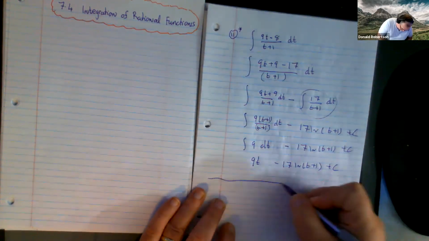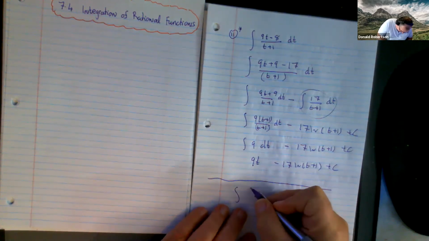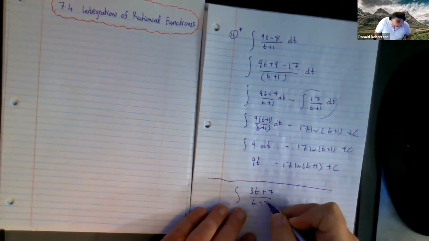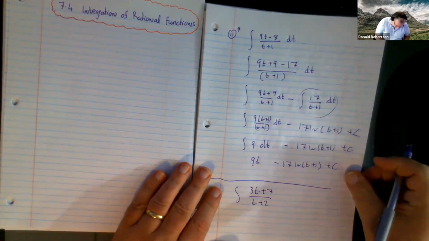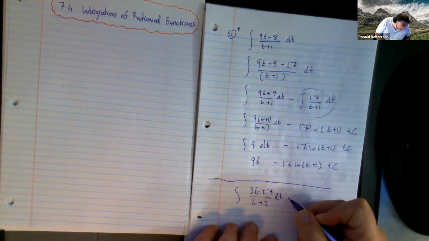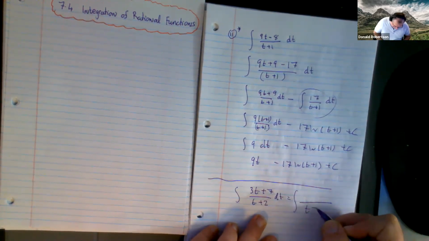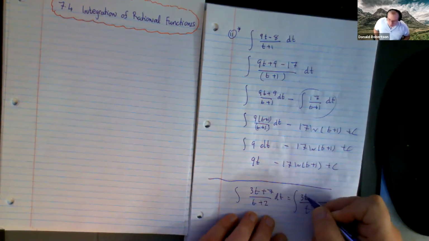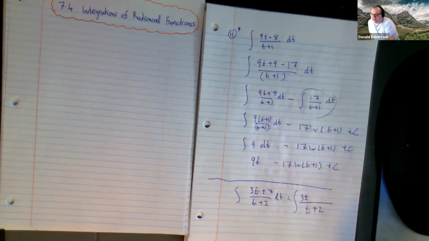Let's show you another one, just off the top of my head. How about 3t plus 7 over t plus 2? What you have to figure out is how you're going to split the top to play well with t plus 2, right? Now, you can't do anything about the 3t. What you can do is find various ways to split the 7. Give me a combination that plays well with t plus 2.